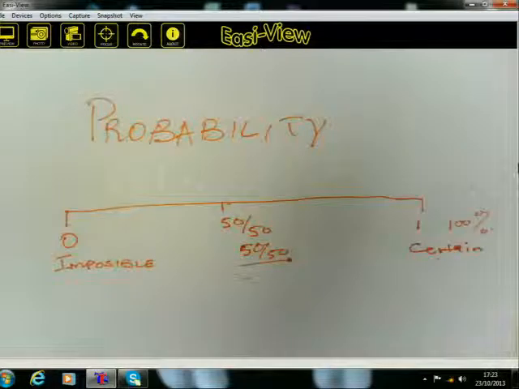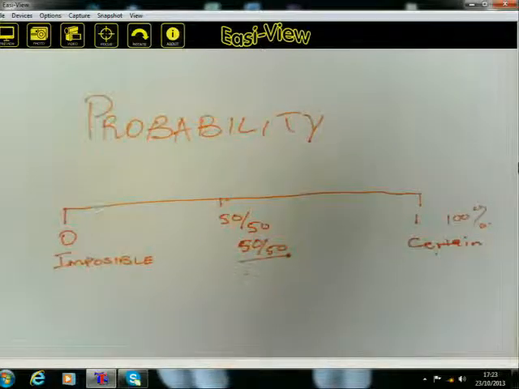Now, what is this probability that we are talking about? What is probability?